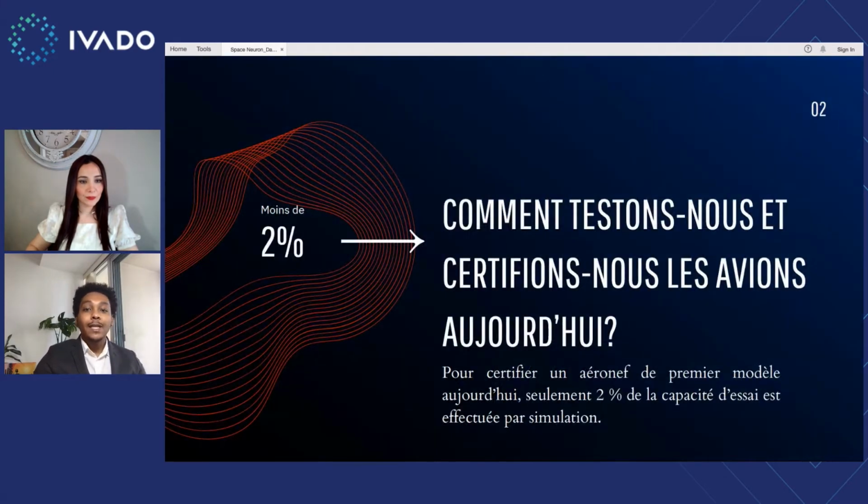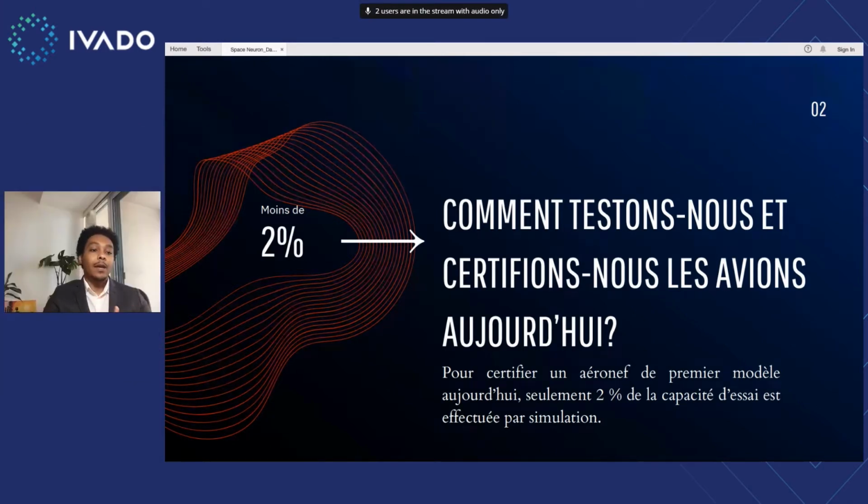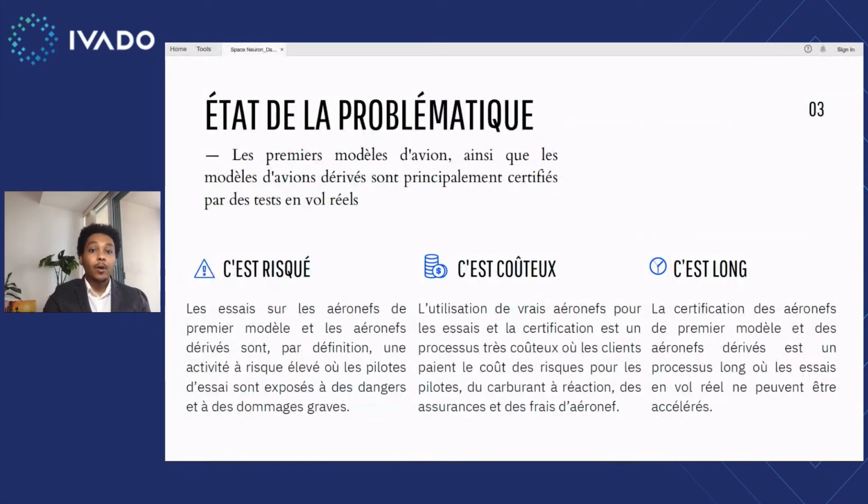So if you take right now the world of simulation and aircraft certification in general, the first of aircraft models, so those are new aircrafts, most of the testing is done in a physical way. Aircrafts are flown and data is collected, and this is how the aircrafts are being qualified and certified. And the problem with this, it's a very costly and lengthy process.